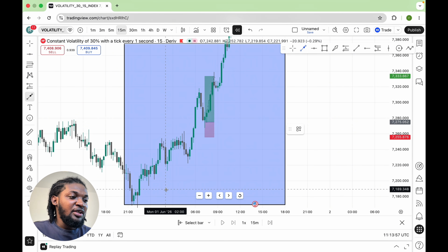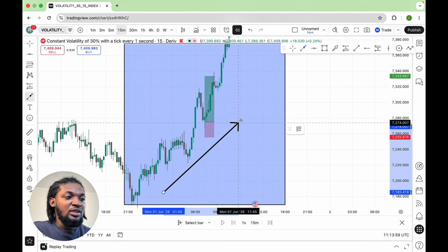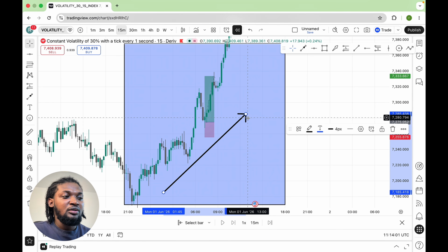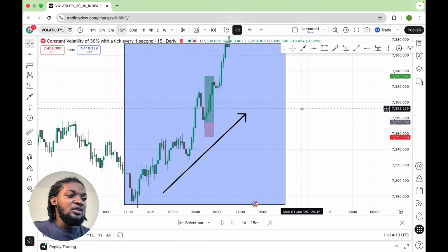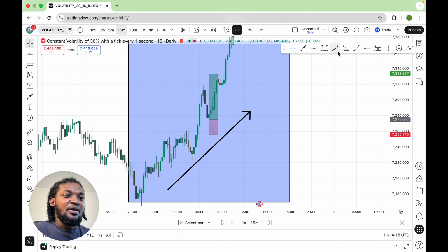Good. So you can see the trend of this market is bullish. Why is it bullish? Because it's moving upwards. You understand? Good. And if it's bullish, what's going to be the market structure? Higher high, higher low, higher high, higher low. Good. So let's see whether we can find that.